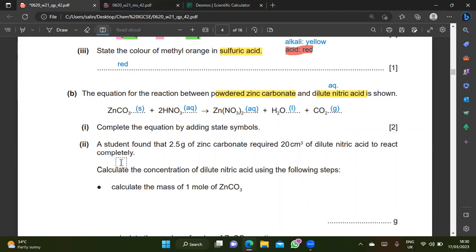Now, next question. A student found that 2.5 gram of zinc carbonate, and they want you to do a calculation here. Zinc carbonate is a very good question indeed for us to practice. A student found that 2.5 gram of zinc carbonate required 20 cm cube of dilute nitric acid to react completely. Okay, I just want to do a bit of theory here. We have a metal carbonate. Let's do the theory, yeah? Carbonate.